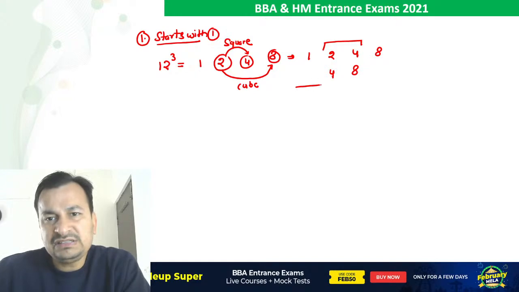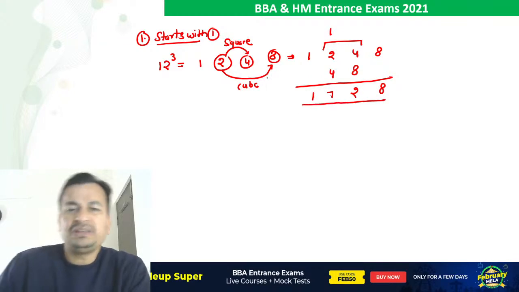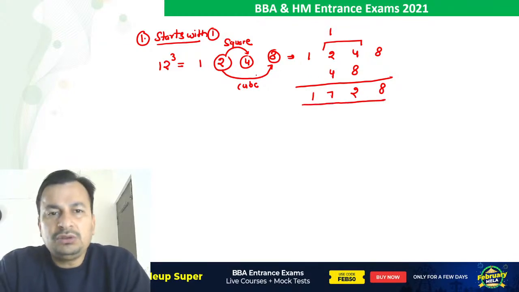Now we will simply add these numbers. 8 plus 4 is 12, 2 and 1 carry. 1 plus 2 is 3, plus 4 is 7, and then 1. So 7 2 8 with 1 in front. So what is the cube of 12? The cube of 12 is 1728.